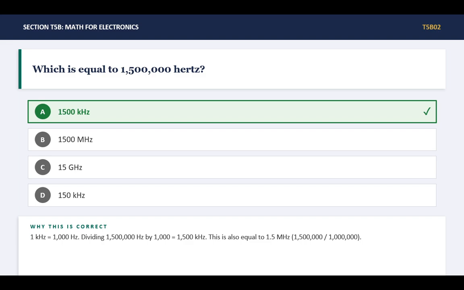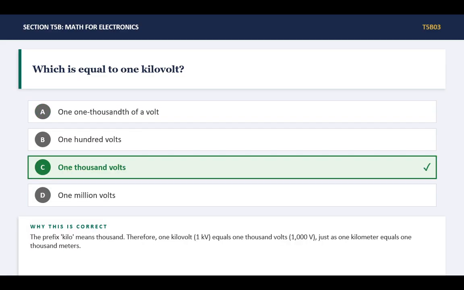1,500,000 hertz. A. 1500 kilohertz. So 1 kilohertz is 1000 hertz. Dividing 1,500,000 hertz by 1000 equals 1500 kilohertz. This is also equal to 1.5 megahertz, which is equal to 1 kilovolt.